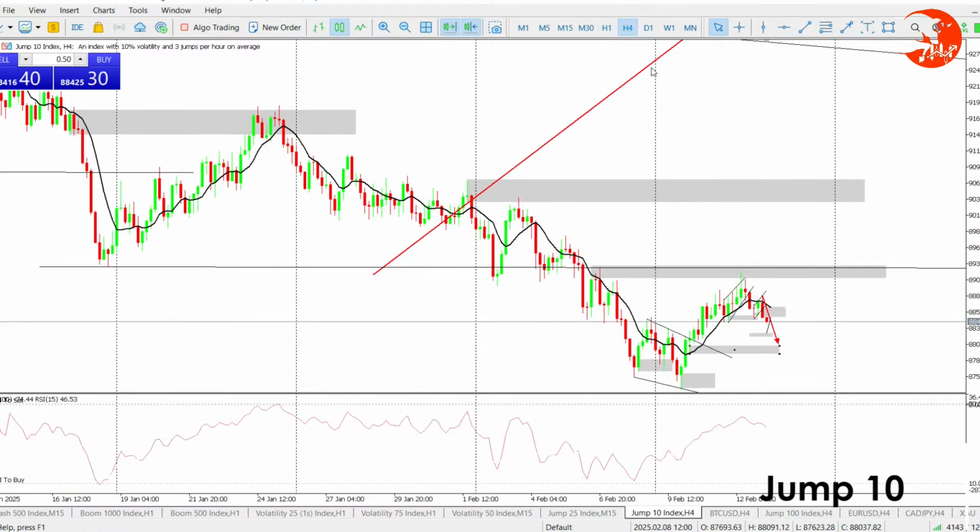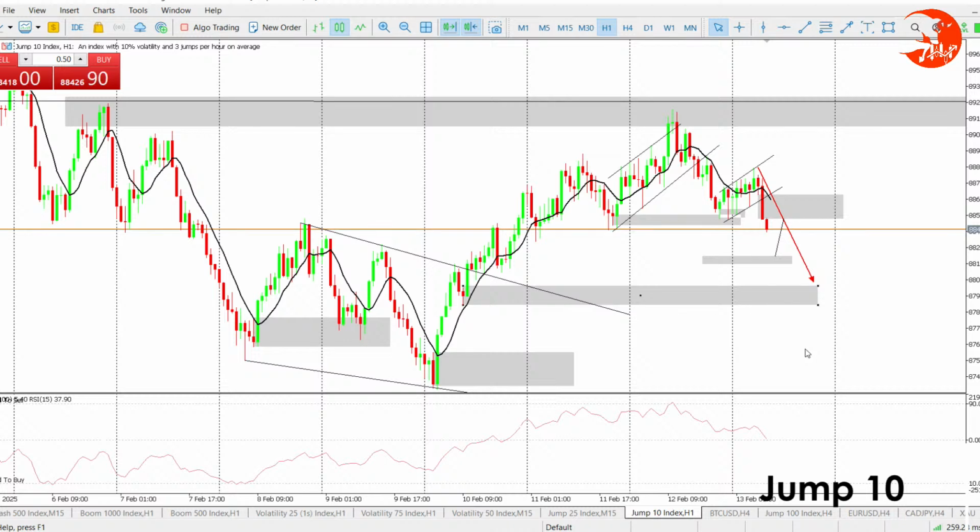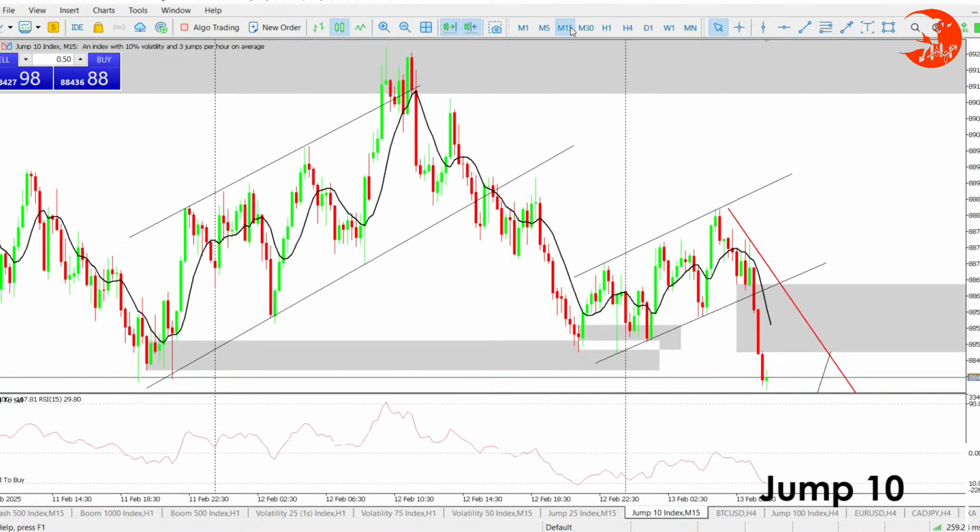I think this is according to H4. Let's look at H4. It's according to H1. According to H1, anyways, I'll see. We have it right there. So that's how I'll be looking to trade this asset. A pullback there, M15. Pullback there, M15.